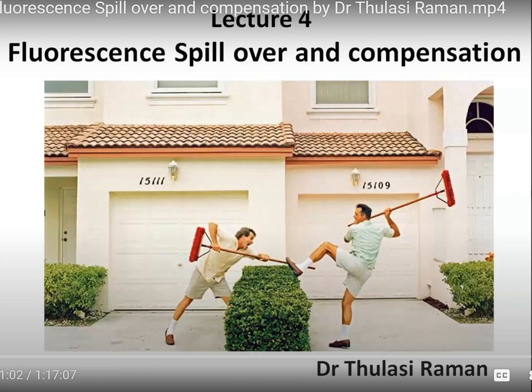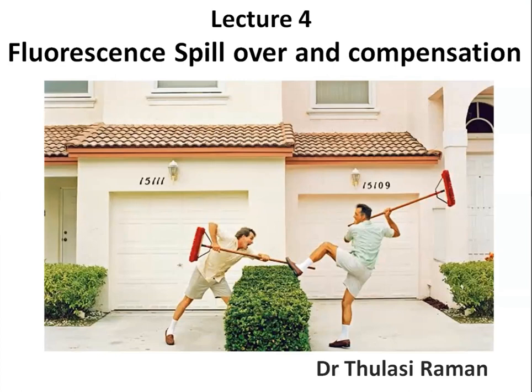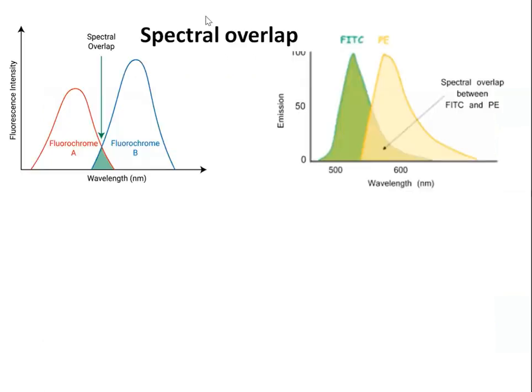So, this class is about fluorescence spillover and compensation, as I said. A very, very important topic. Normally, we use this term commonly, compensation in flow cytometry language. What exactly this means is what we are going to see in this class. Now, we just saw this in the third lecture, that is in fluorescence and fluorochromes.